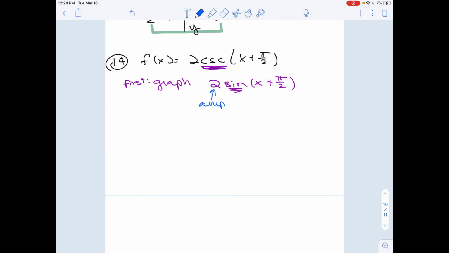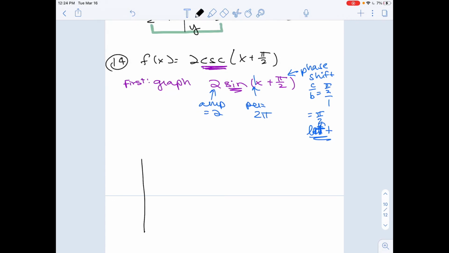So we know the amplitude is 2. There's no change in the period, so the period is still 2 pi. We say no change because it's just a value of 1 for b, and when the value of b is 1, there's no change in the period. And then the phase shift is c over b, which in this case is pi over 2 over 1, which is positive pi over 2, which means we're changing everything and we're going to the left by pi over 2. So let's set up our axis now.